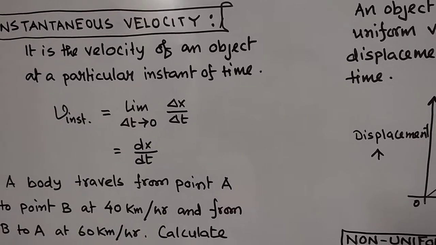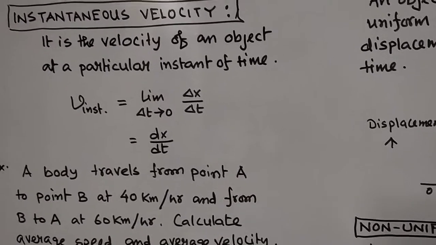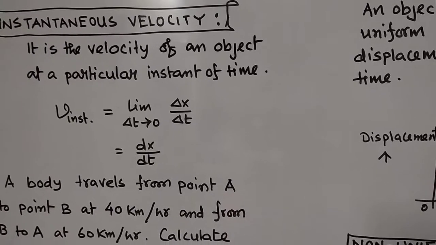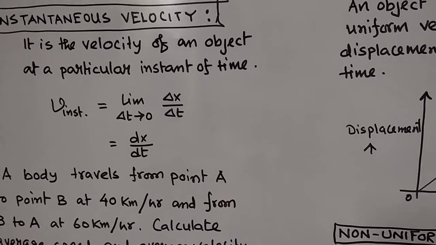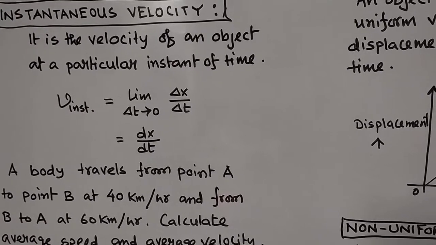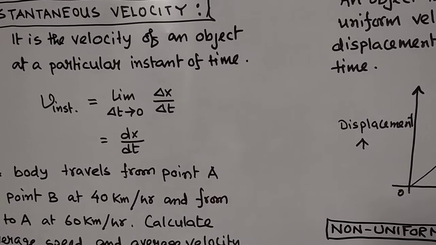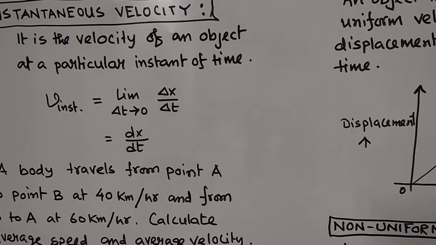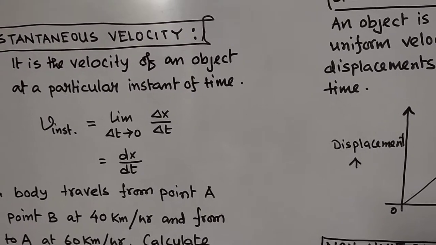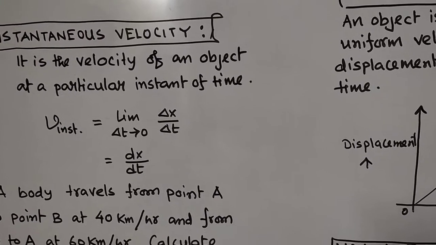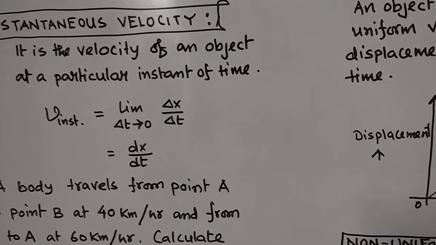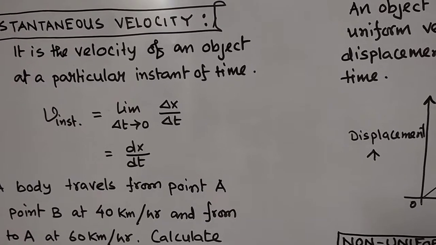That is the limit as delta t tends to 0, because if delta t tends to 0, then we can assume that we are defining velocity at a particular instant. But there is a wide difference between delta t tends to 0 and delta t equals 0, as we discussed in our previous class. Let me repeat it once again. Delta t tends to 0 and delta t equal to 0 are hugely different. Delta t is nothing but a difference in time.